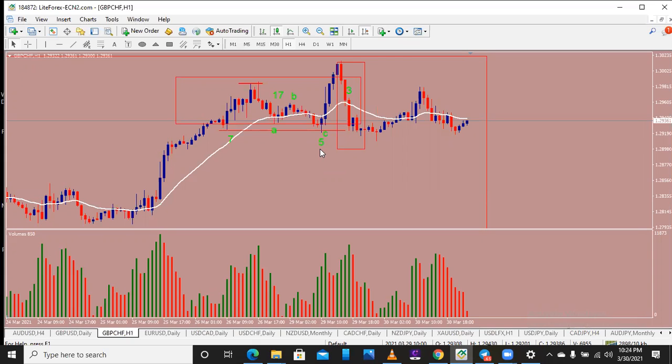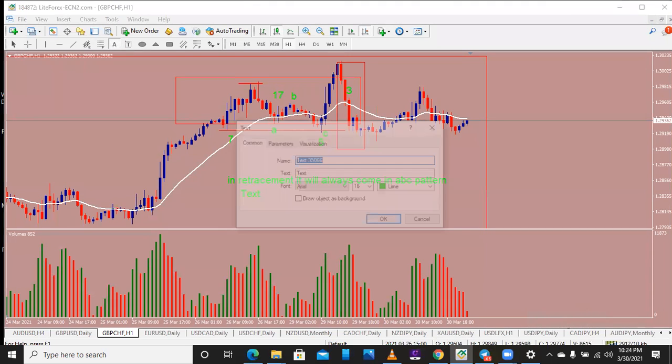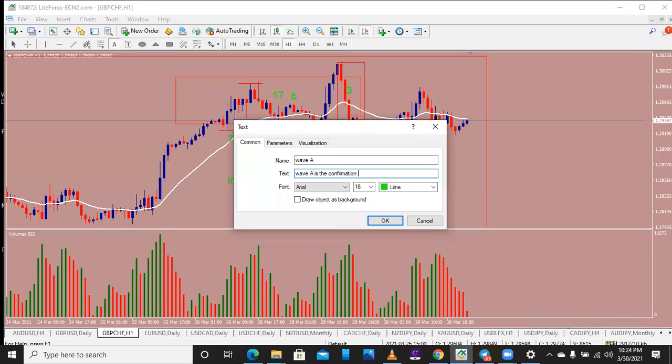Come again, sir. Good. I said that retracement will always come in ABC. That is how it will always come, in the ABC pattern. And when it comes, wave A is always the confirmation of the retracement. That is what wave A is.